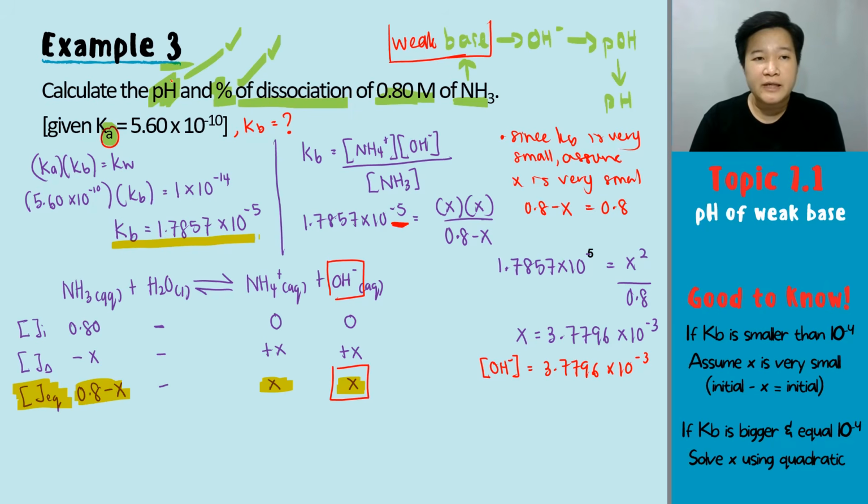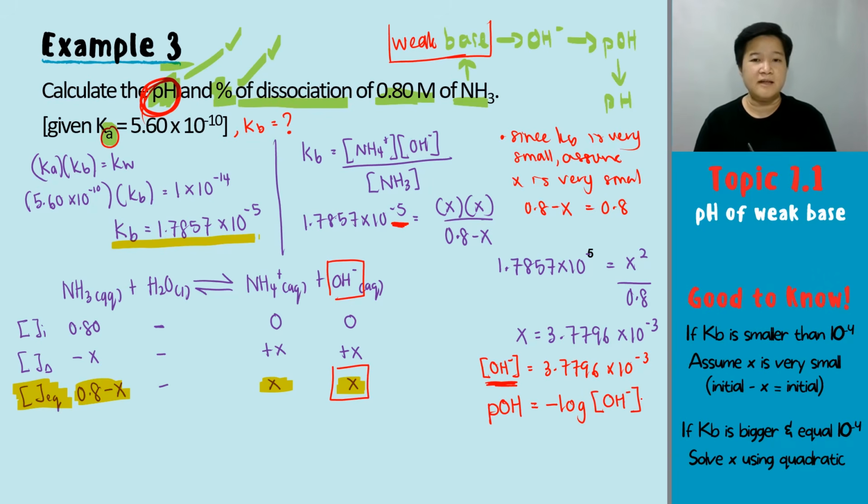So the next question over here, can I calculate the pH value requested by the question straight away? No, because you are having OH minus. So when you're holding OH minus, the only thing that you can calculate is your pOH equals negative log concentration of your OH minus. See that? Simple. Substitute in the value, negative log, press your calculator correctly, 3.7796 times 10 to the power of negative 3. When you press your calculator correctly, the pOH value is 2.4226.